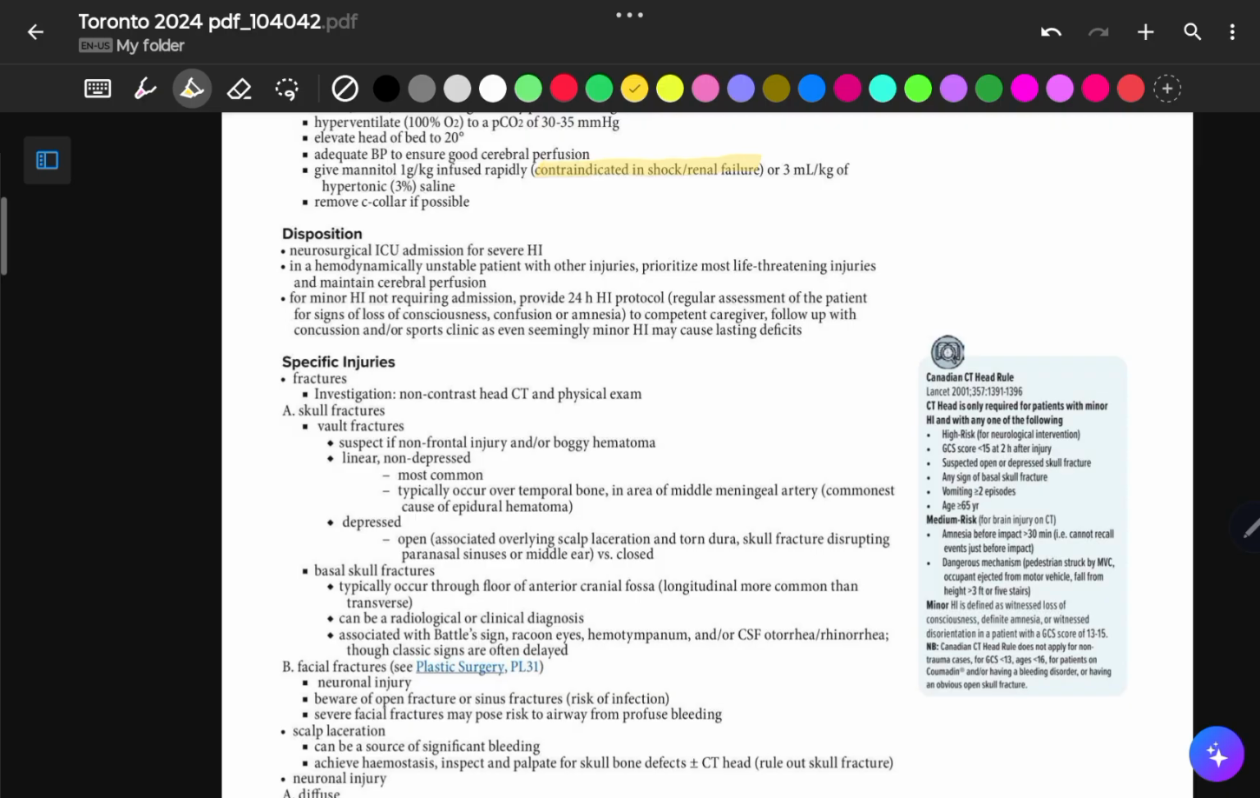For minor head injury not requiring admission, we can provide a 24-hour observation, right? For this patient, if you decide then to send them home, you need to advise the family, and they need to stay away from sport. If they're presenting with any confusion, amnesia, and then they're not feeling well, then they can come back.